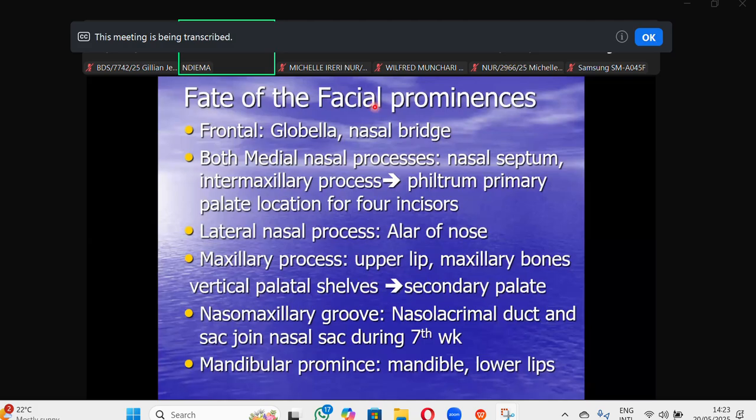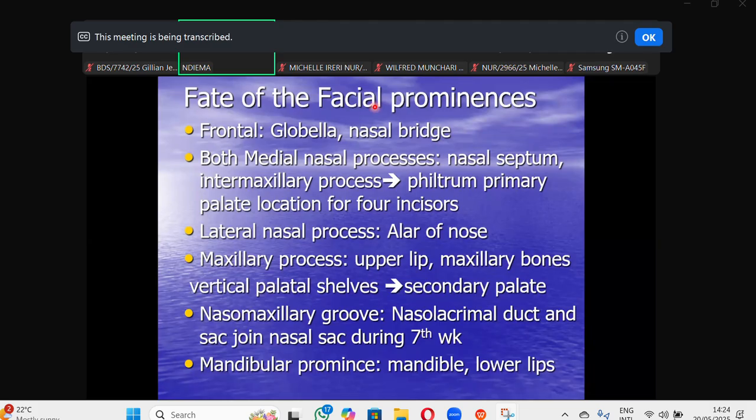also developing. The process of the mandible develops, lengthens, and therefore lowers the mandible so that the jaw becomes lower as compared to its original position. So that is about the fate of the facial prominences.